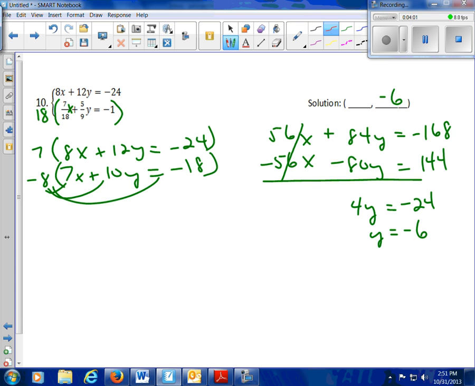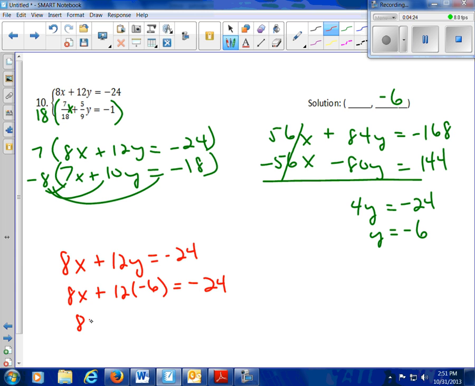Well, how do I get x? Again, I take one of my original equations, and the top one definitely looks a whole lot easier to work with than the one with the fractions. So I'm going to take the 8x plus 12y equation, and wherever there is a y, I'm going to plug in negative 6. So what is 12 times negative 6? It's going to be negative 72.